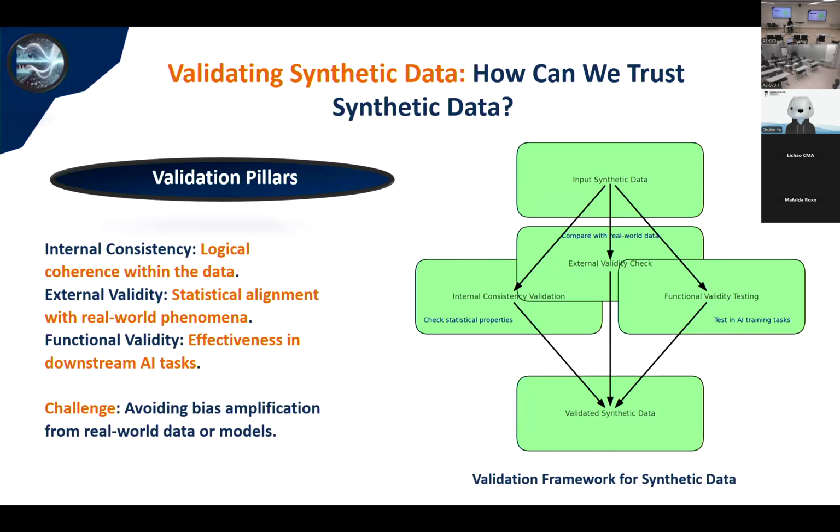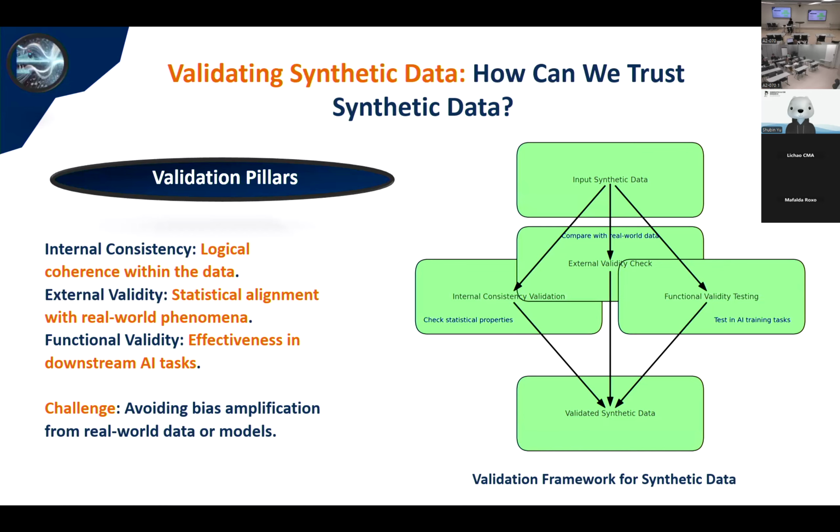The other issue related to the epistemological value of synthetic data is that we always have to make sure the synthetic data is correct, in the sense of, for example, internal consistency, as we will see later. For example, a 5-year-old with a college degree doesn't make sense. So this is what we have to correct. There is also external validity: statistical alignment with external, real-world phenomena, and the effectiveness of this synthetic data in downstream AI tasks.